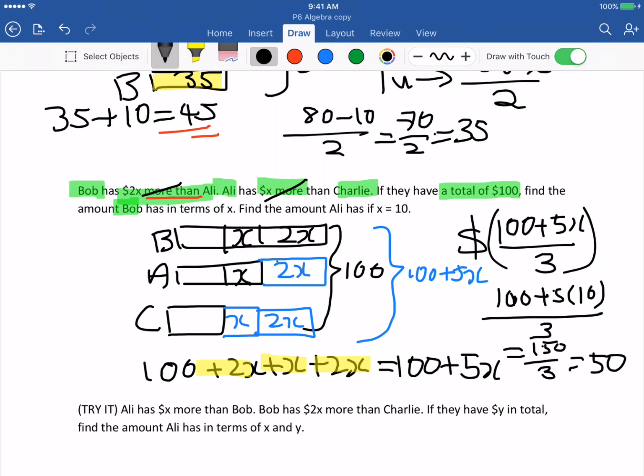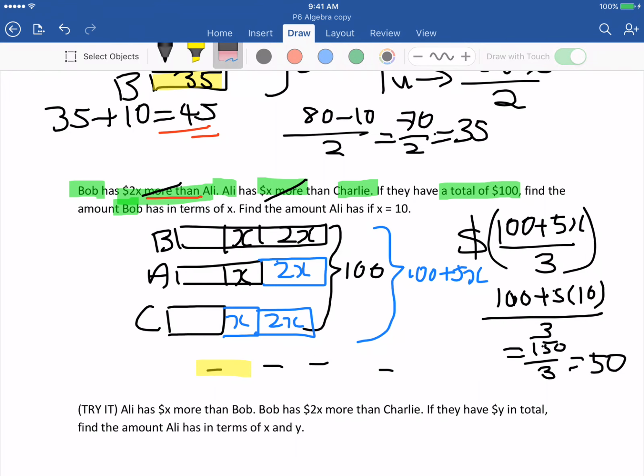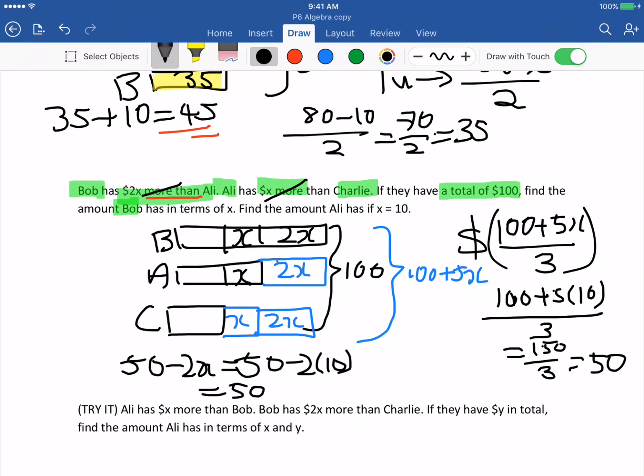But Ali has what? 2x less than Bob. So how to show 2x less than Bob? So Bob has 50. So Ali will have 50 minus 2x. x equals 10, right? So it's 50 minus 2 bracket 10, equals 50 minus 20, which equals 30. That's the answer. Okay?